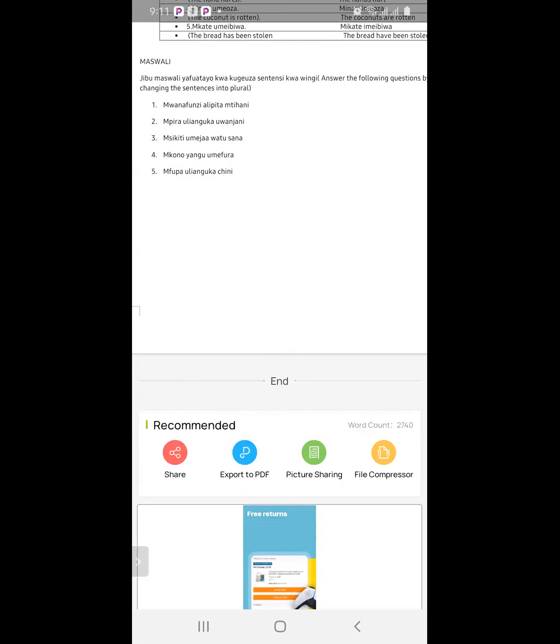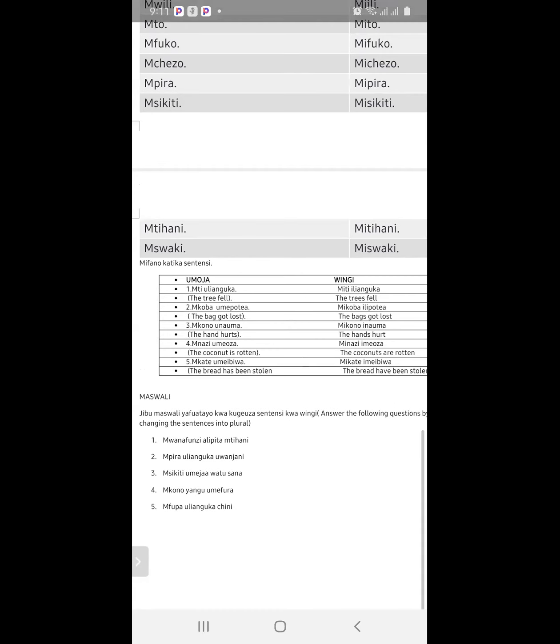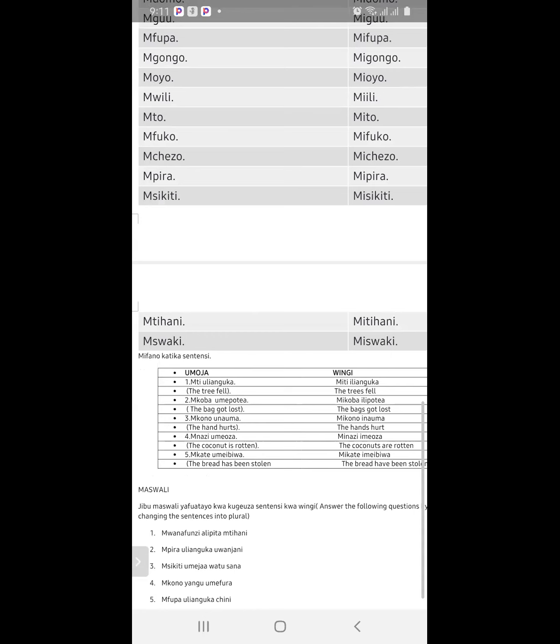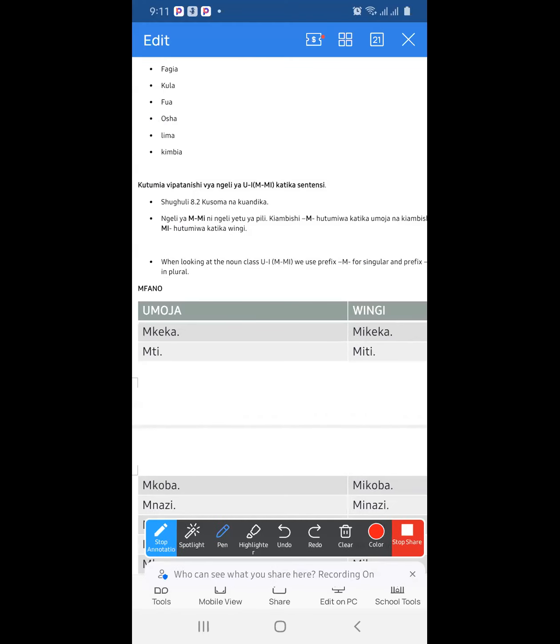So, one thing I want to emphasize from last week is why we say ngeli ya u-i. We have u-i, as you can see, and then i-e. We have i-e, and when you look at, for example, mkeka, it has the letter m, and the plural is mikeka, and this is where the mi comes in. I don't know whether we are seeing that, class.